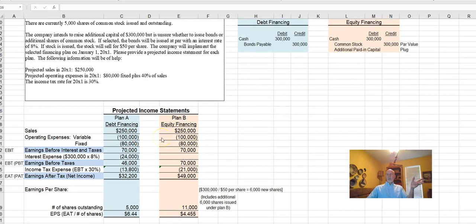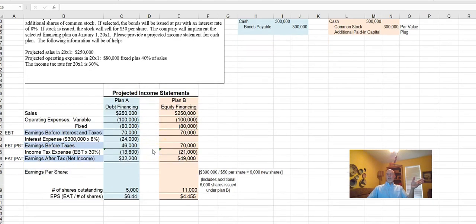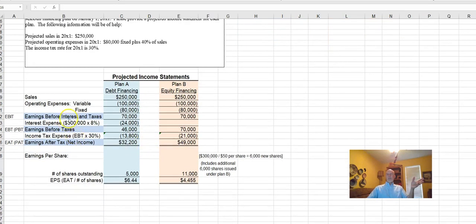Variable expenses, 40% of that would be $100,000, and then fixed expenses of $80,000. So our EBIT on this income statement, these items in the blue are subtotals. The earnings before interest and taxes under either plan is $70,000. That's called EBIT, which is a really common acronym, earnings before interest and taxes. You might think of it as your operating income before interest and taxes.